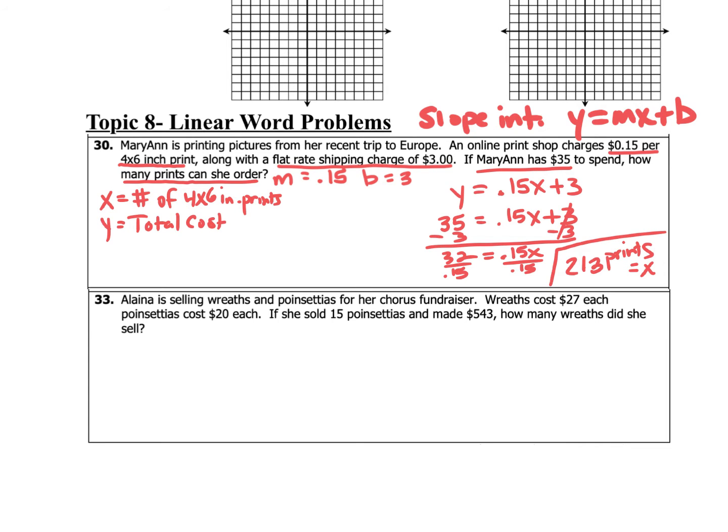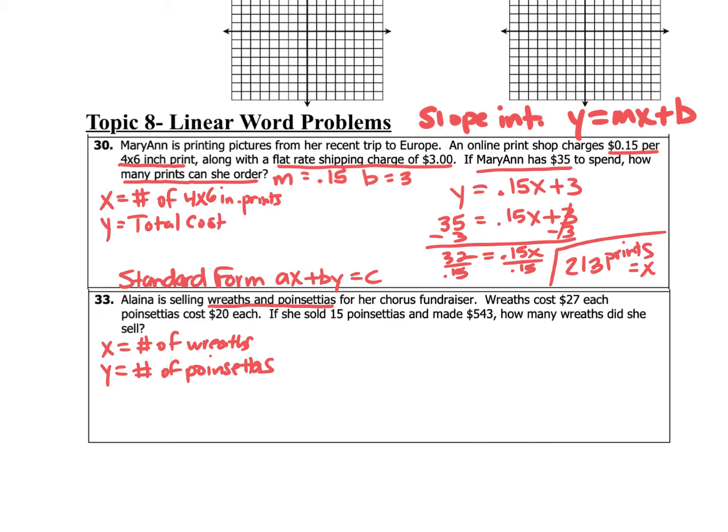Okay. For number 33, Elena is selling wreaths and poinsettias for her chorus fundraiser. So we got wreaths and poinsettias. That is standard form. AX plus BY equals C. So wreaths cost $27 and poinsettias cost $20. So if we know how much they cost, then we're probably finding the number. So X is the number of wreaths, and Y represents the number of poinsettias.